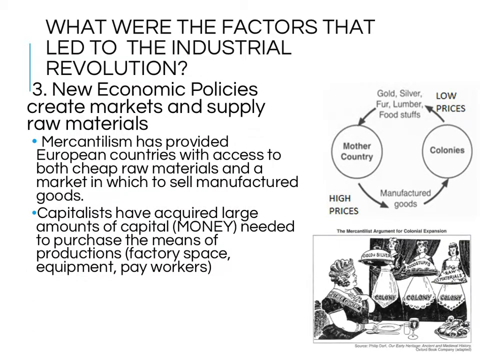Another key economic theory at the time is capitalism. Capitalism really developed officially during the Industrial Revolution. Capitalists are people who have acquired large amounts of capital or money needed to purchase the means of production. And the means of production is just whatever it takes to start the business. So it could be a factory building, the equipment, enough money to be able to pay the workers. And so in Britain especially, there were a lot of people who had saved up money to be able to start businesses.